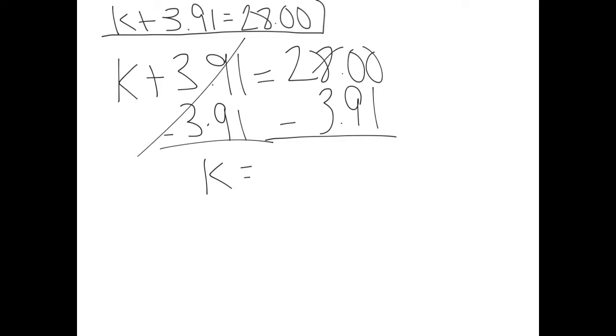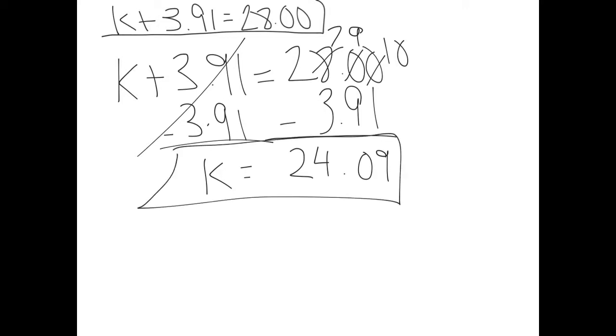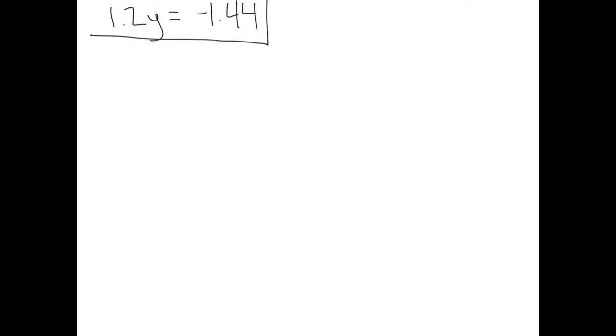So we need to borrow. Then that gets turned into 9, and this gets turned into 10. 9, 0. So K equals 24.09.